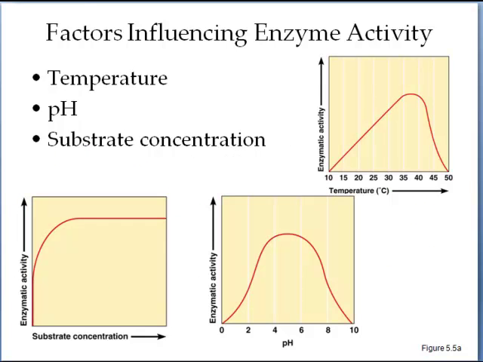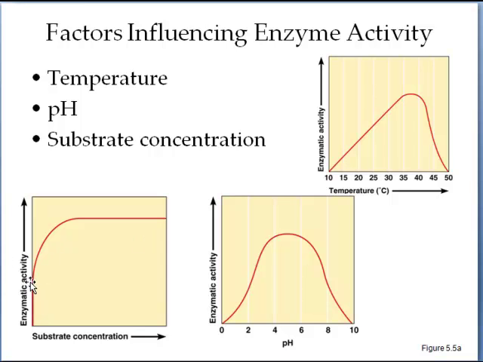Here is a graph that represents the factors influencing enzyme activity. For example, let's look at temperature. Notice that the range of temperature between 35 to 41 or 42 gives you the maximum activity. If you increase or decrease the temperature, you're slowing down enzyme activity. For pH, again, we have a bell curve. The curve shows that between 4 and 6 is the optimum pH for enzyme activity. Any decrease or increase will lower the enzyme activity.